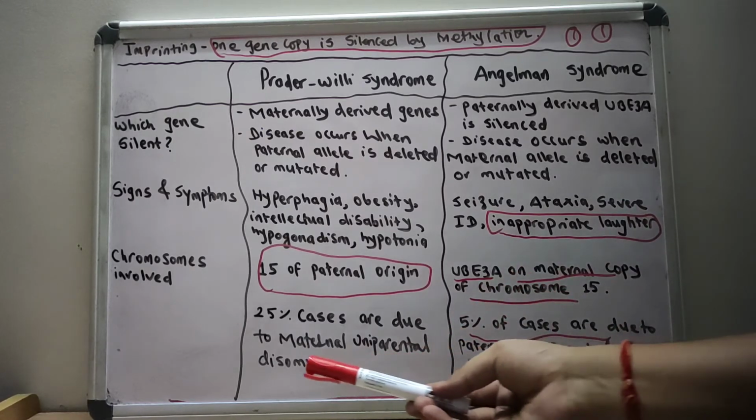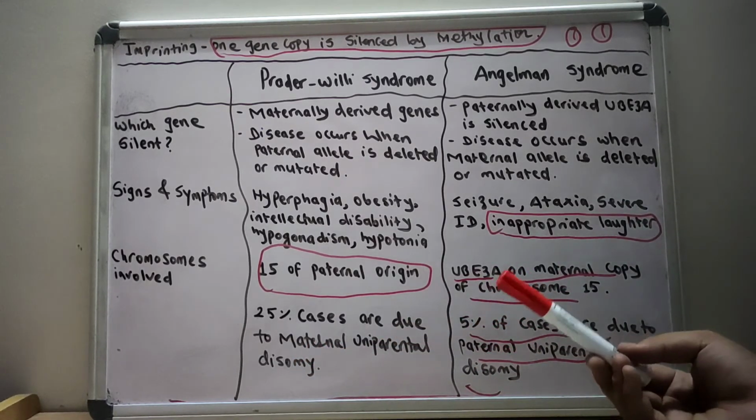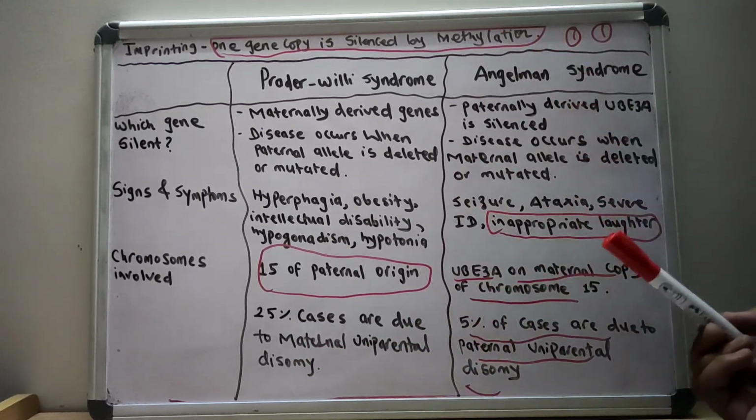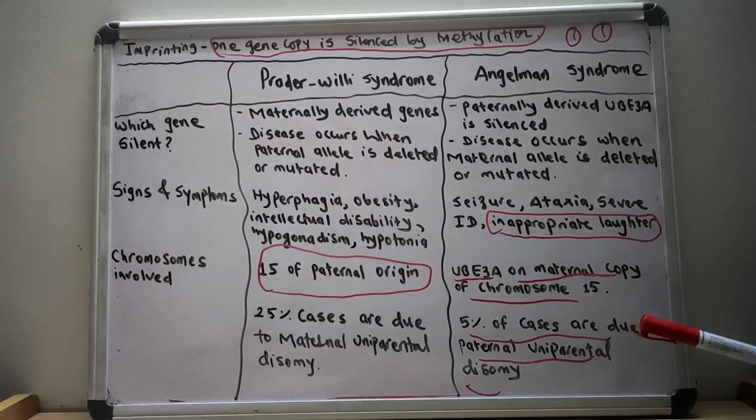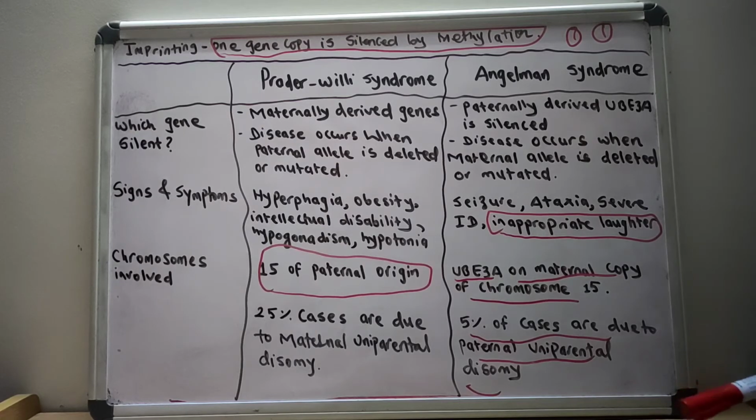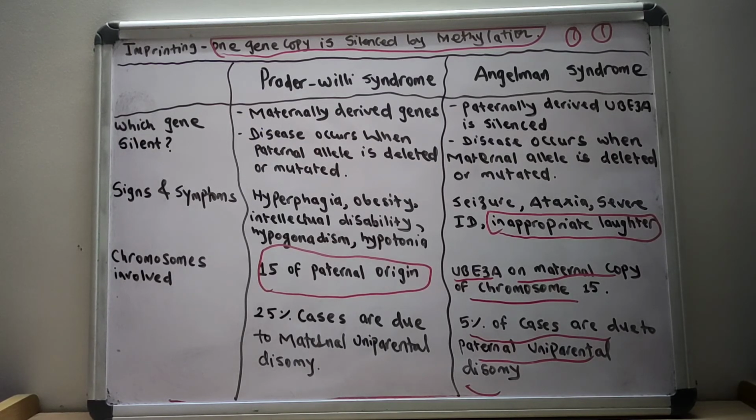One note: 25% of the cases are due to maternal uniparental disomy in Prader-Willi syndrome, whereas 5% of the cases are due to paternal uniparental disomy in Angelman syndrome. So these are the two topics, Prader-Willi syndrome and Angelman syndrome, that you must know in the disorders of imprinting.